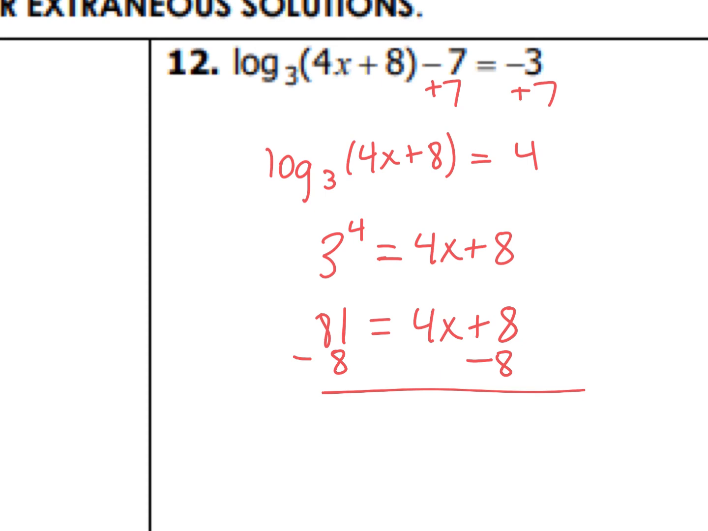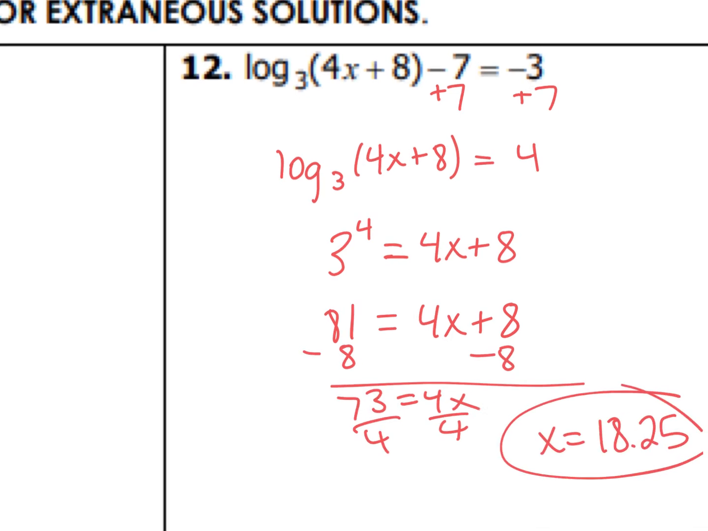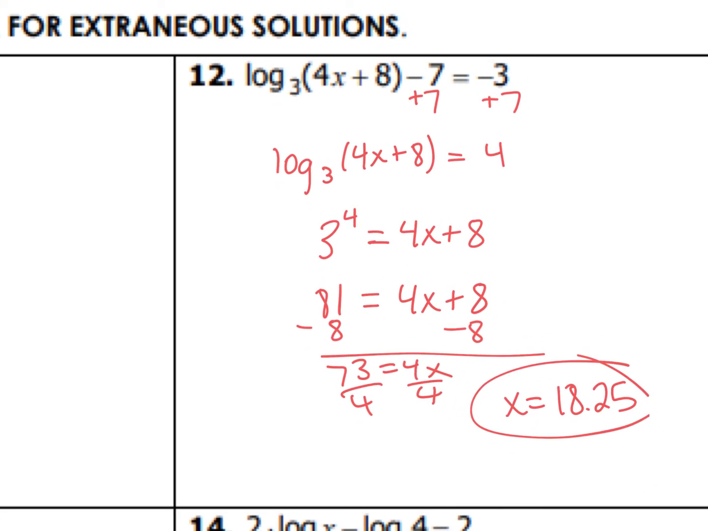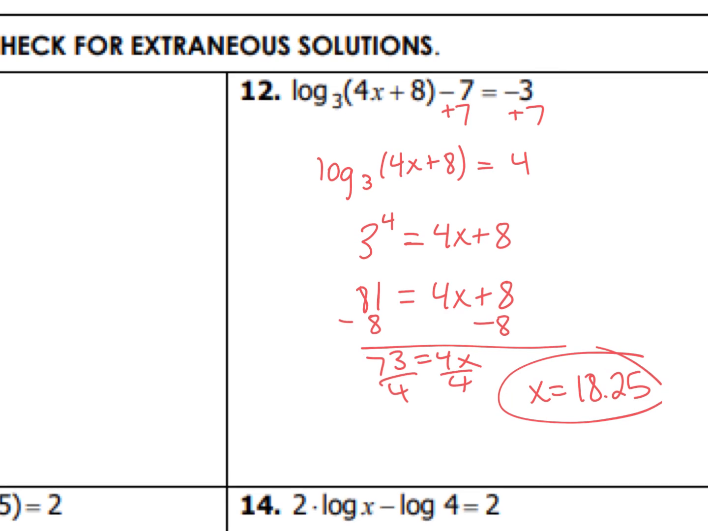When you subtract the 8, you get 73 equals 4x. And what is 73 divided by 4? 18.25. I like it. Good deal. Decimals work. If your calculator gives you fractions, that's fine too. I don't care. Okay?